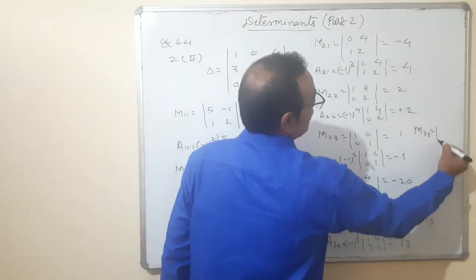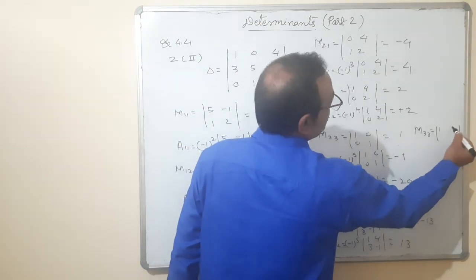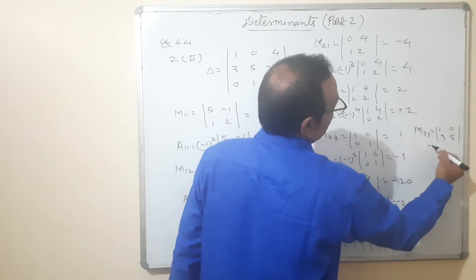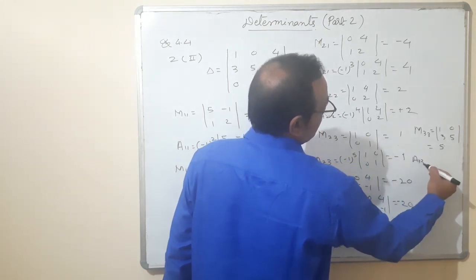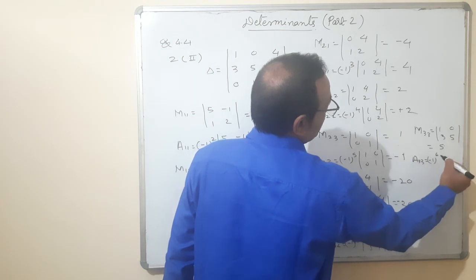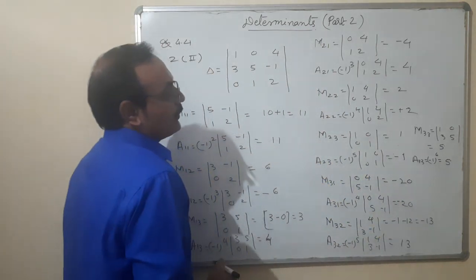M33. Third row, third column. The determinant 1 0 3 5. Result is 5. And cofactor 33 is minus 1 to the power 6. That means the result is again the same, 5.